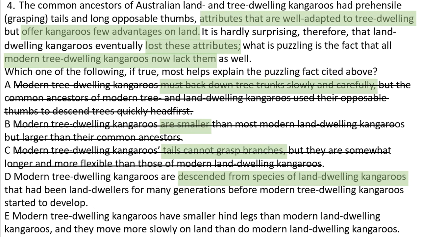Checking option E. Modern tree-dwelling kangaroos have smaller hind legs than the modern land-dwelling kangaroos. We never talked about the smaller legs, which is why we will eliminate this option. Option D is our answer. Coming to our last question, question number 5.